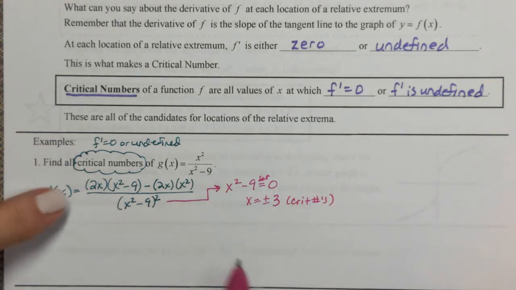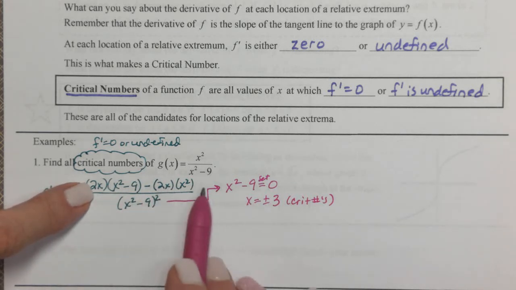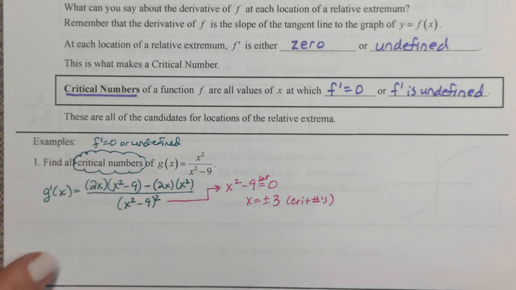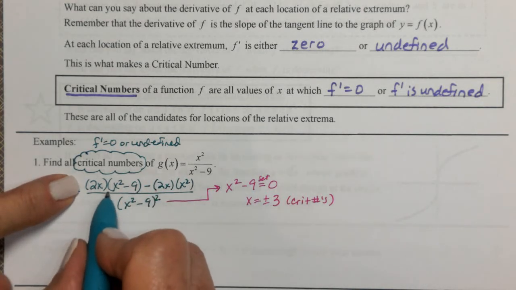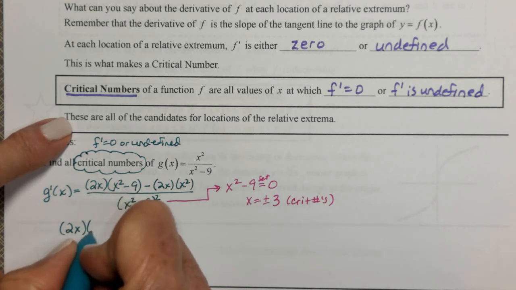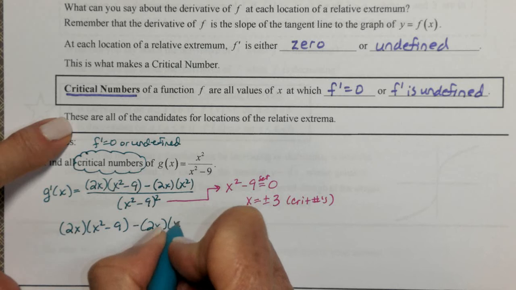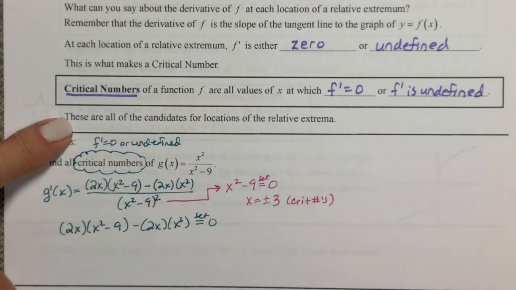Okay, now I go and look at the top, because whatever makes the top 0 will also make me have a critical number, because that will be where my derivative is 0. So now I go and look at the numerator. I have a couple different ways I could do this. I'm just going to write it down for right now: 2x times x squared minus 9 minus 2x times x squared. I'm going to set that equal to 0.